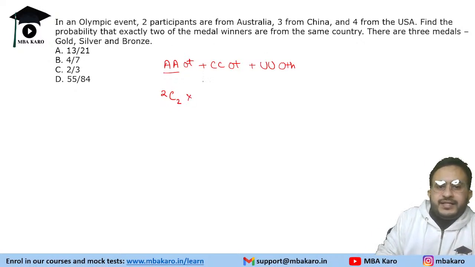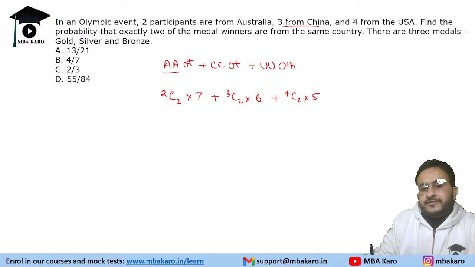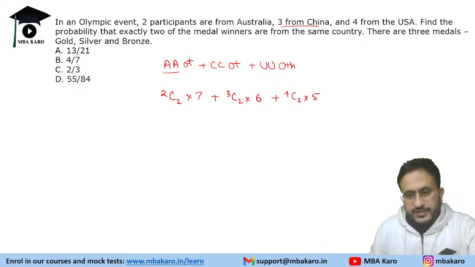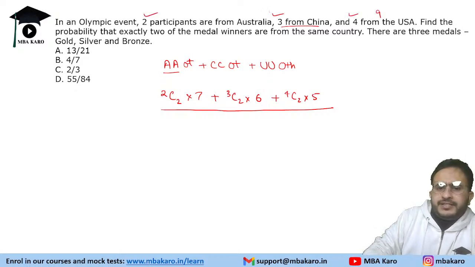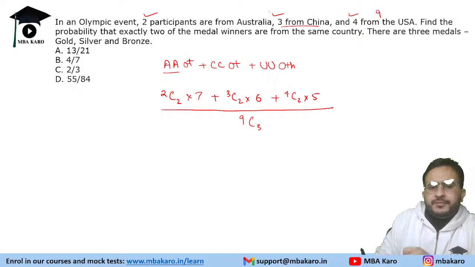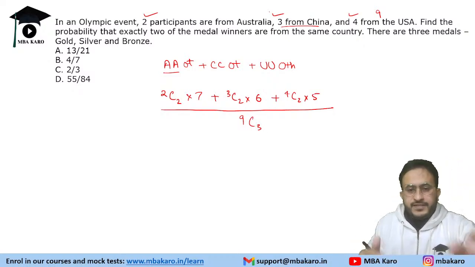Others we can select in 7 ways. If you select 2 from China, so 3C2 and others can be selected in 6 ways. And 2 from the US, that means 4C2 and others can be selected in 5 ways. And total, there are 2, 3, and 4, total 9 participants, and we need to select 3 people for medals. So that is the total ways of selection.